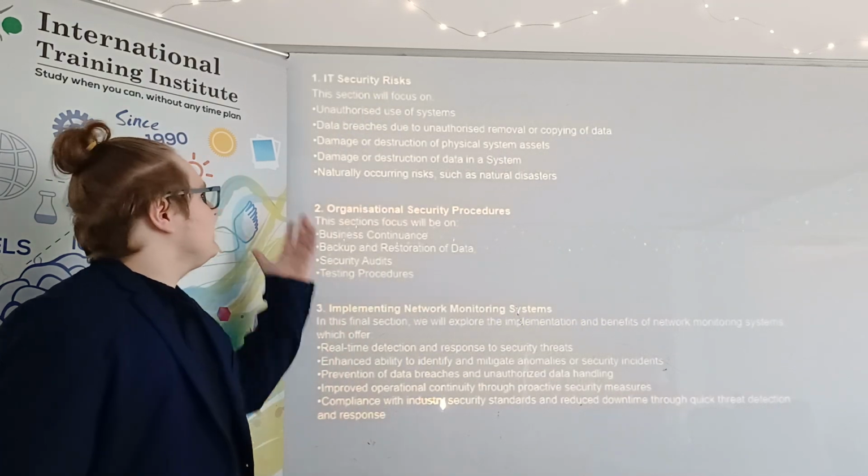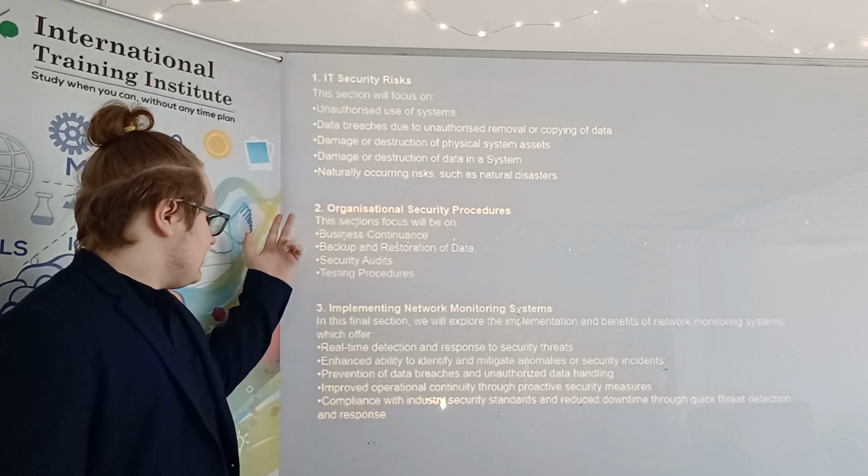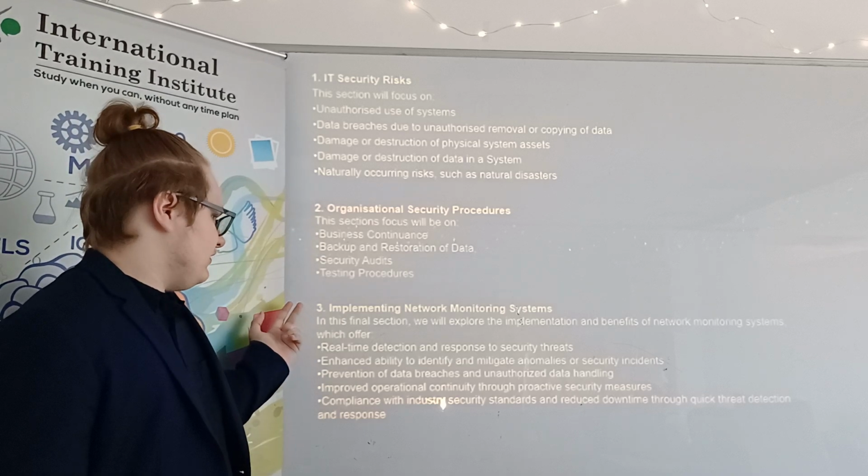These are the three main sections: IT security risk, organizational security procedures, and the implementing of network monitoring systems.